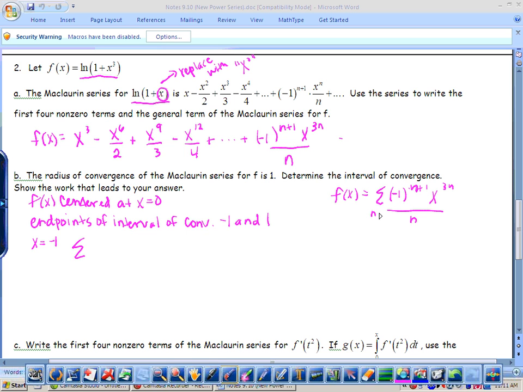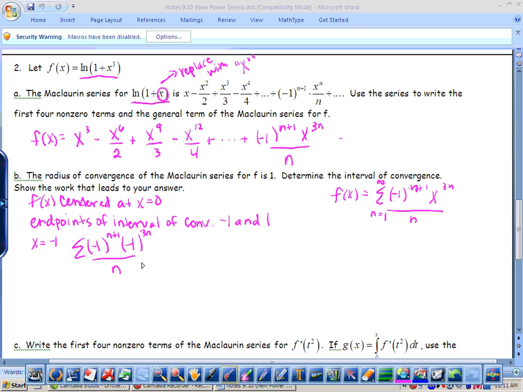And it looks like if I write this in sum notation, I would start with n equals 1 to get my first term of x cubed. So the whole point of the general term is to be able to rewrite that series in summation notation. All right, so if x equals -1, then my series is -1 to the n plus 1 power times -1 to the 3n power all over n. And I need to determine whether this converges or diverges.